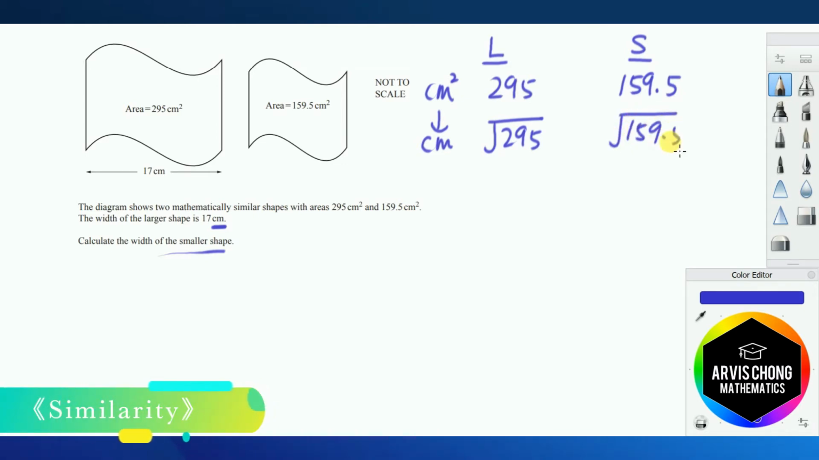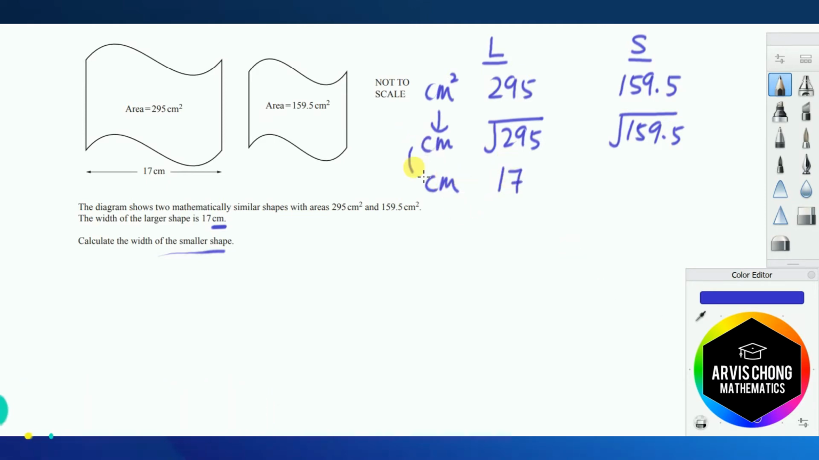You may leave your answer in this form because it's not our final answer. We still need to put in the width of the larger shape, which is 17. So you put under the larger shape here, 17. Now here is cm, so these two units are the same now. Hence we can solve it now.